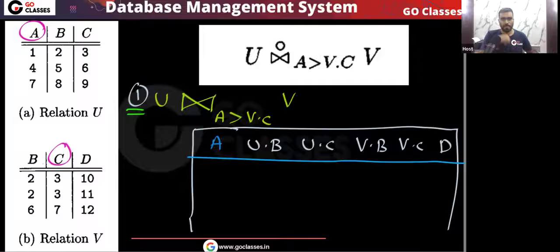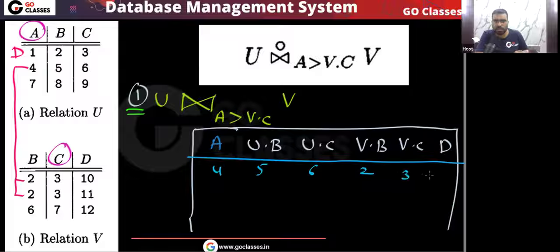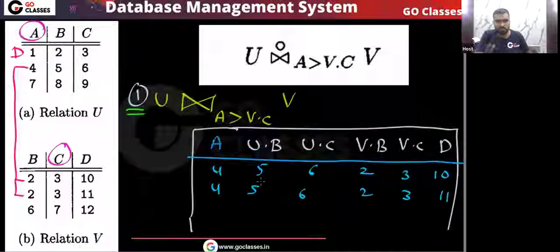Now tell me what the tuples will be. You can see A should be greater than V.C. This tuple will be a dangling tuple. Next, what about this one? A should be greater than V.C, so this will combine with this one and with this one. You will get 4, 5, 6, 2, 3, 11, 2, 3, 10, 4, 5, 6, 2, 3, 11. Correct?